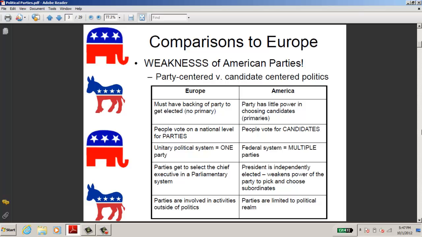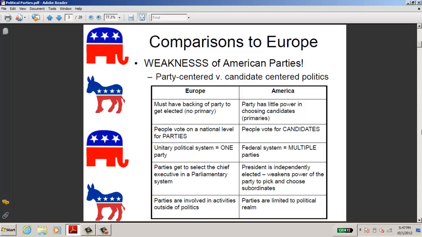In Europe, because they have a unitary political system, there is only one party. So the Labour Party in England is the Labour Party of England. However, in America, because of our federal system, we have multiple levels of parties. So you might have a Republican National Party, you might have a New York State Republican Party, and you might have an Erie County Republican Party. Now, all these parties might not have the same goals. They might not have the same objectives, but that's a consequence of our federal system. So the parties are less in lockstep than they are in Europe.